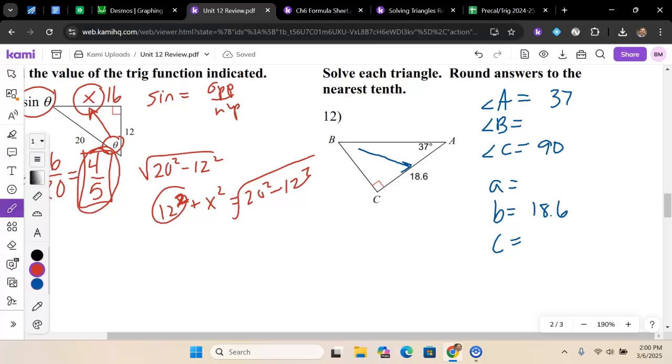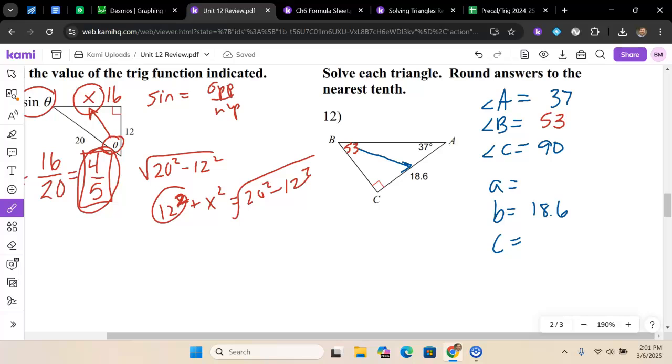So the easiest thing to find next would be angle B. I just need to do 180 minus 90 minus 37. If I do that, that's going to give me 53 degrees here. Basically, your two acute angles should add to 90, so make sure that happens. So this is going to be 53 degrees.